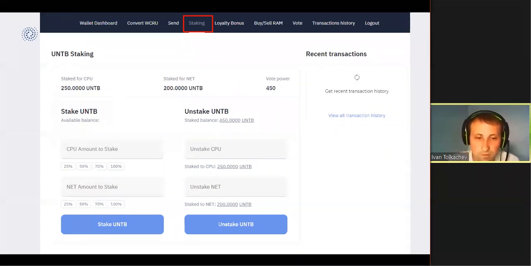And by the way, remember that unstaking time is 72 hours. When you unstake UNTB, you will not get this UNTB back to your balance, but they will be frozen for 72 hours. And accordingly, if in these 72 hours you need to carry out some heavy transactions, then your resource is frozen again. Well, let's move on.